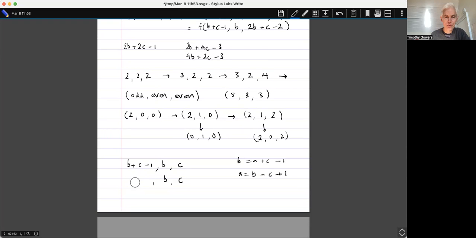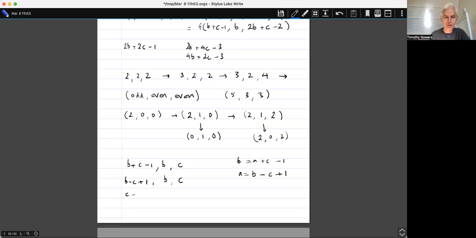So b minus c plus 1. So if I just check, if I add that to this and subtract 1, I'll get b. So that's one possibility. And I suppose the other possibility is c minus b plus 1.